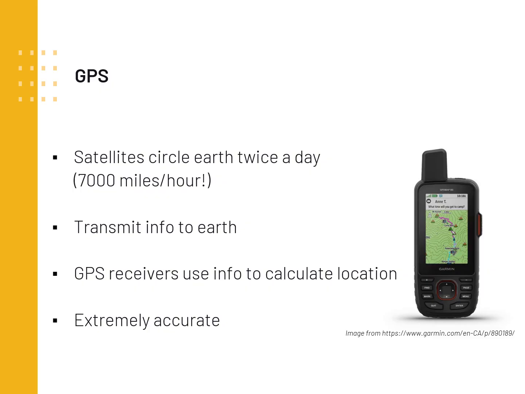Essentially, it's using multiple satellites to triangulate the location of the receiver, and the more satellites you have, the more accurate it can be. And it can be as accurate as centimeter precision.